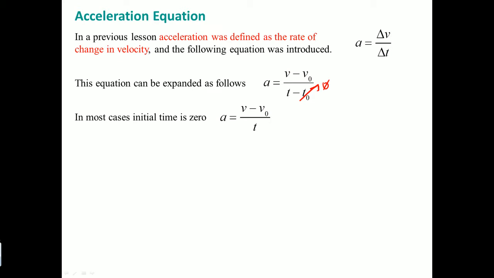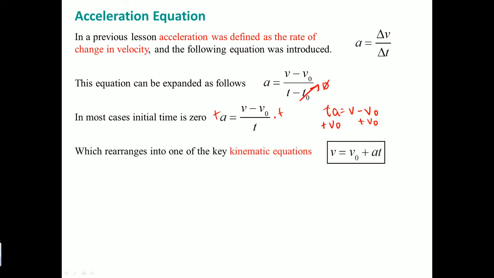Doing some algebra, if we multiply both sides by t, you get ta is equal to v minus v naught. Add v naught to both sides. You get left over v is equal to v naught plus at. They just rewrote it as v equals v naught plus at. This is the most simple of the kinematics equations.